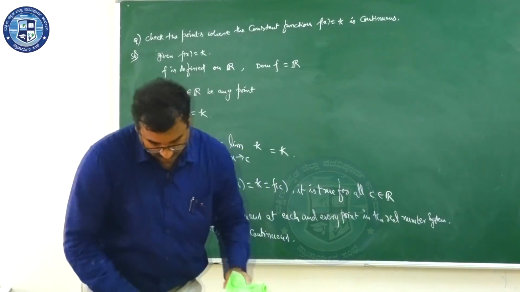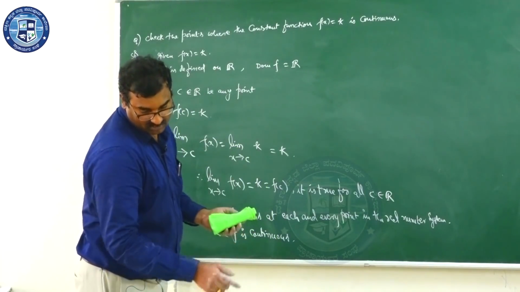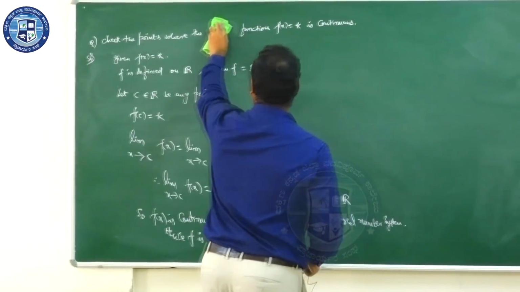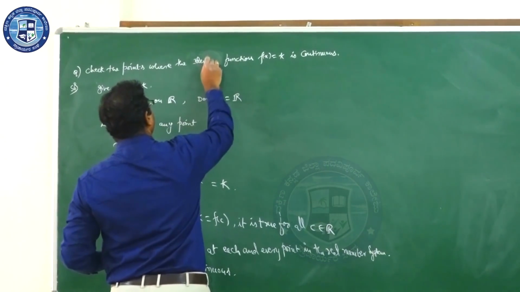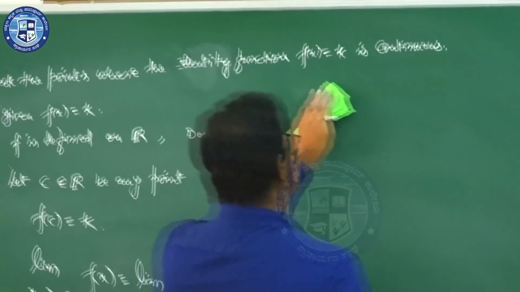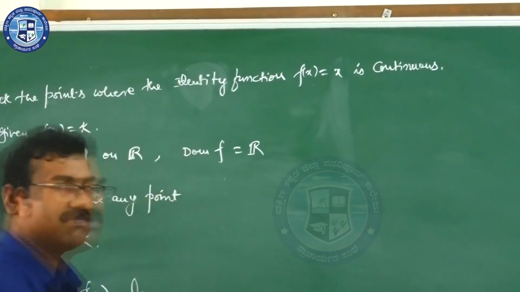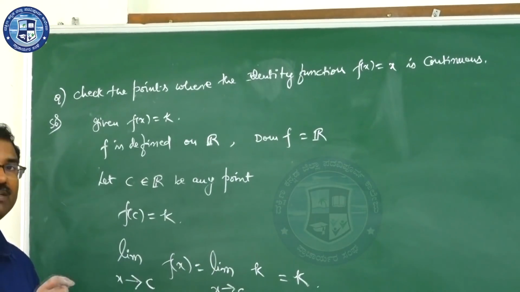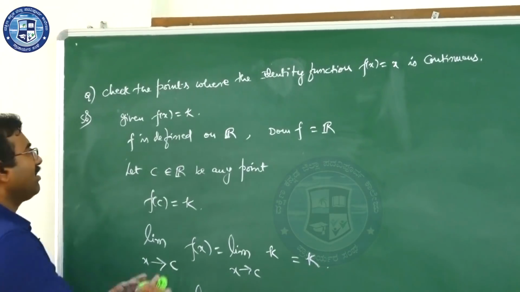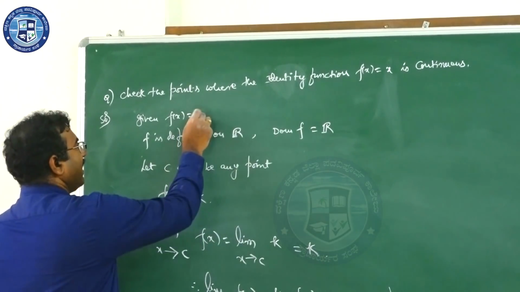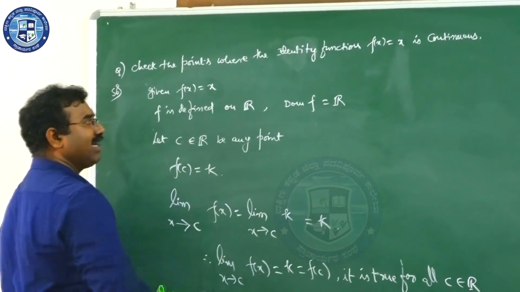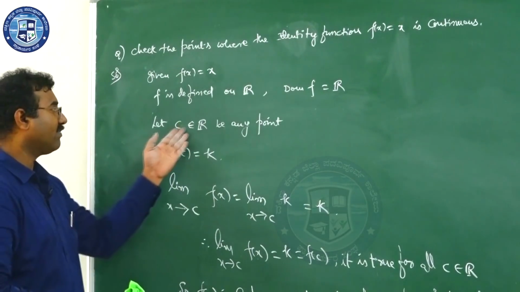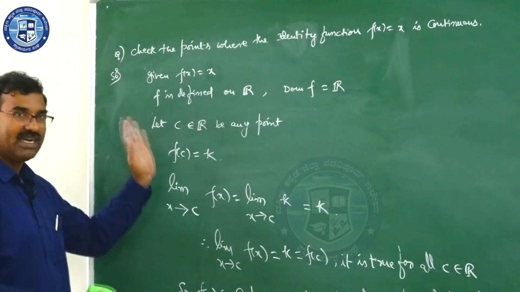And next we take one more function. So, here also they are asking to check the points where the identity function f(x) equal to x is continuous. Same. Here also they did not mention a particular point where you work. That means you have to work in its domain. So, given f(x) equal to x, the identity function, clearly f is defined on R. So, the domain of f is R, and you take any point present in the real number system, let c belong to R be any point.